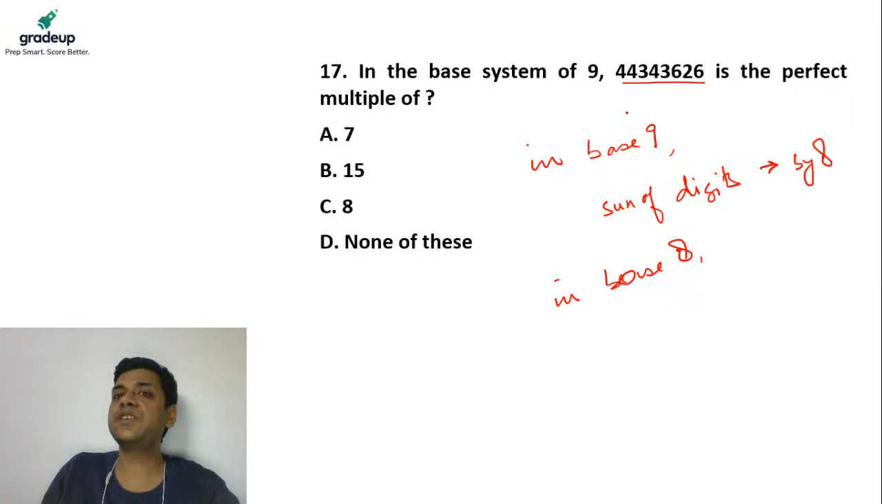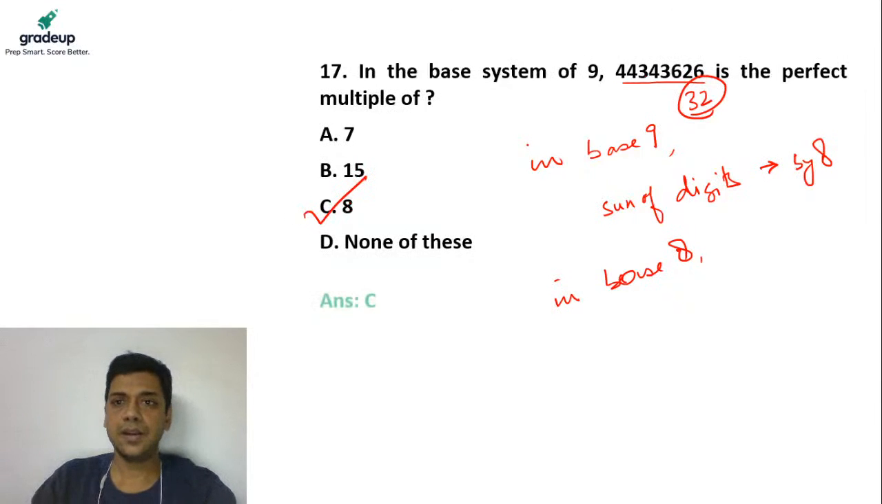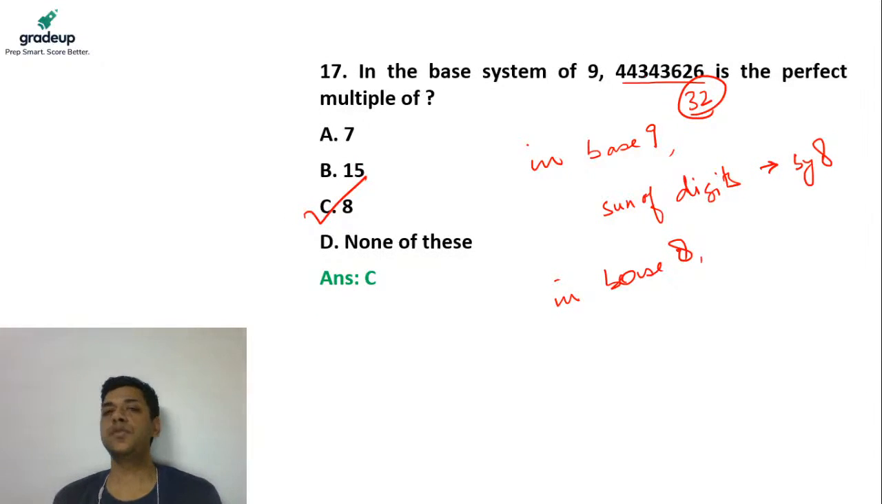Let's look at the sum of digits of this number. Sum of digits is 4 plus 4 is 8, 8 plus 3 is 11, 11 plus 4 is 15, 15 plus 3 is 18, 18 plus 6 is 24, 24 plus 2 is 26, 26 plus 6 is 32. If 32 is divisible by 8, my number is divisible by 8, which is the divisibility rule of 8 in base 9.